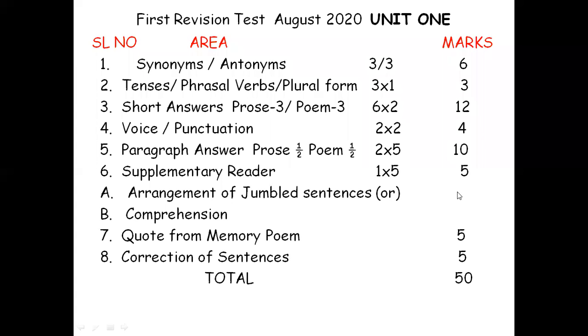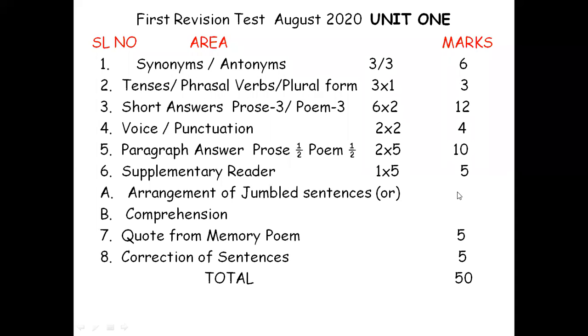And then tenses, phrasal verbs, plural form. For tense, 1 mark, phrasal verb, 1 mark, plural form, 1 mark. Plural form, in the sense that a word will be there. Word means noun only. Only a noun can take a plural form. Therefore, a noun will be there, followed by 4 options. You have to identify the right plural form for the word given. Okay, so that is 3 marks.